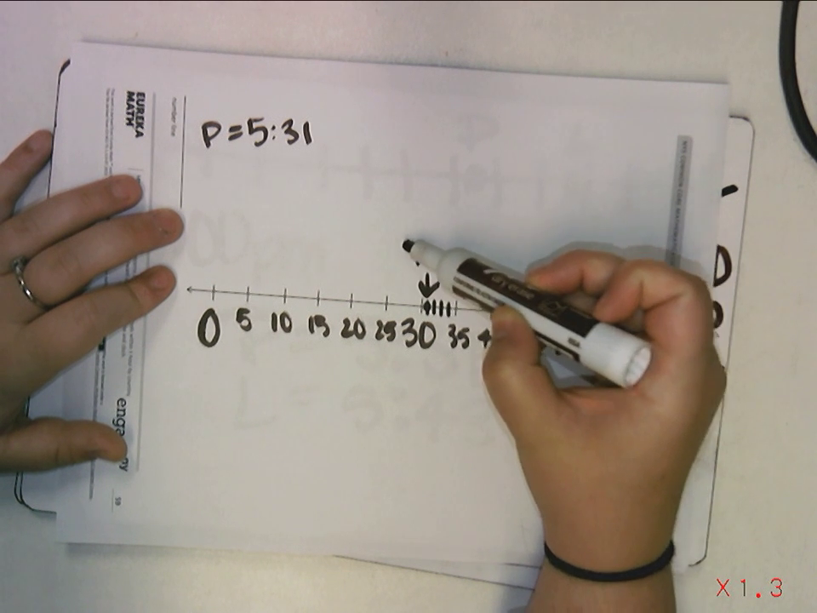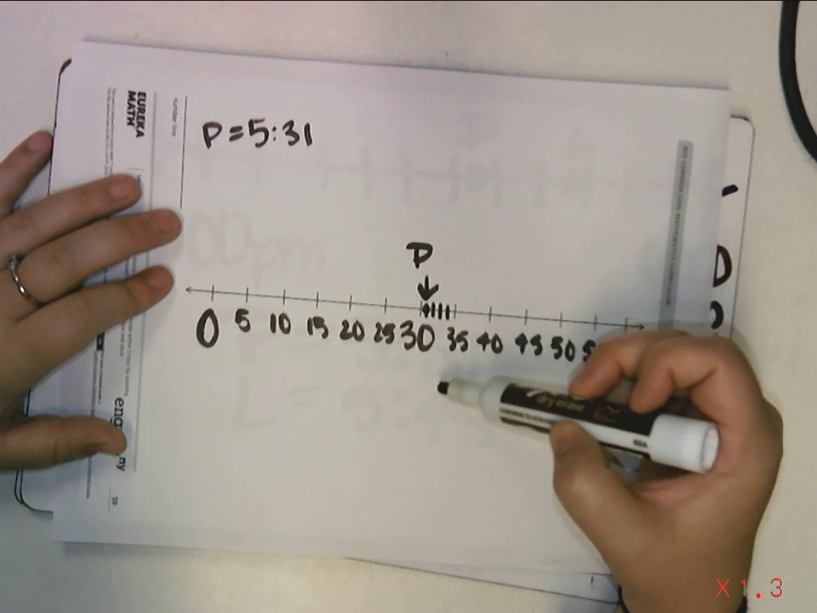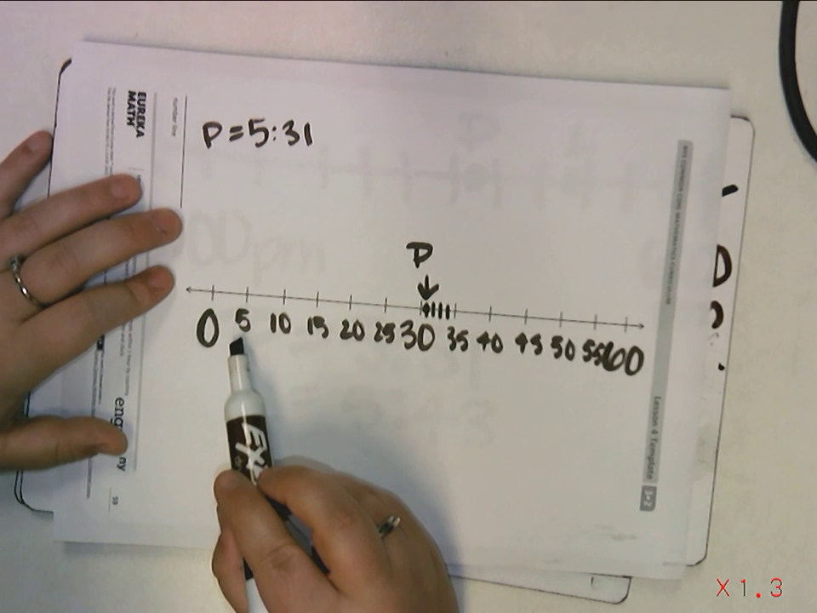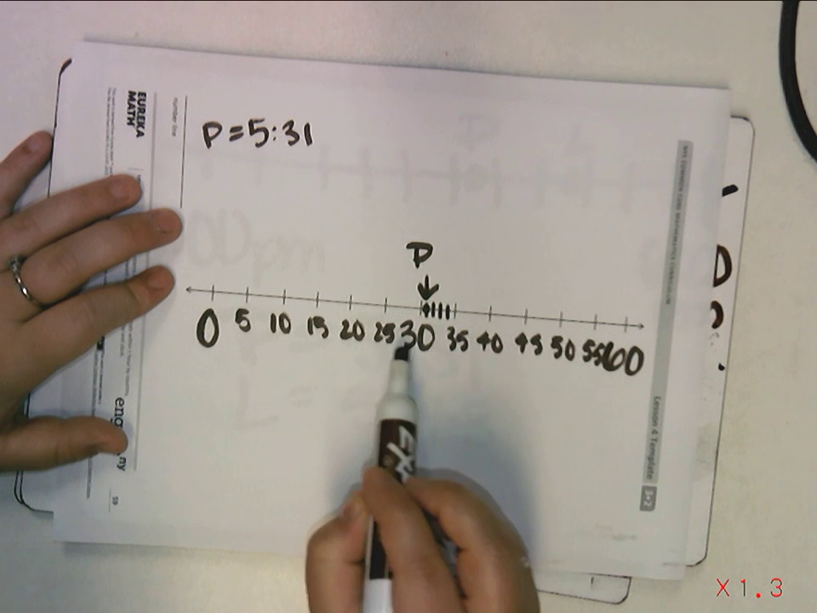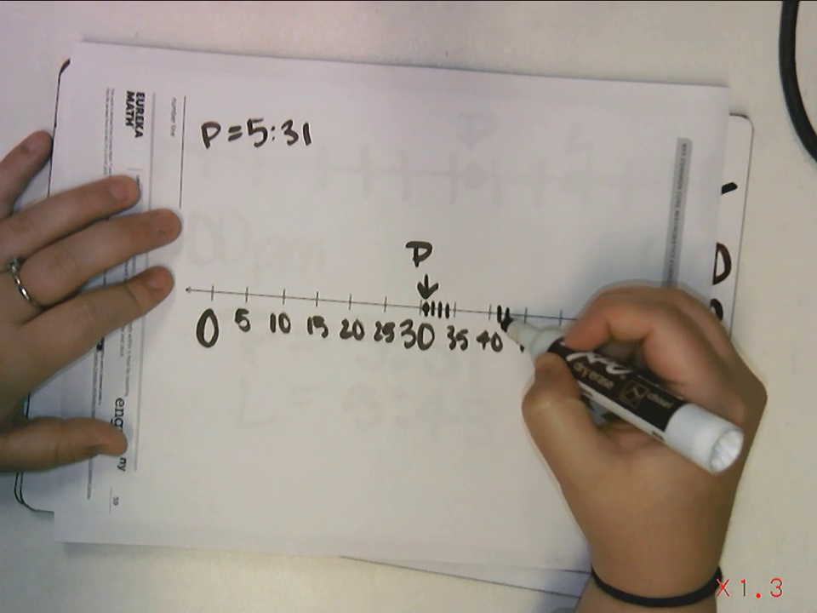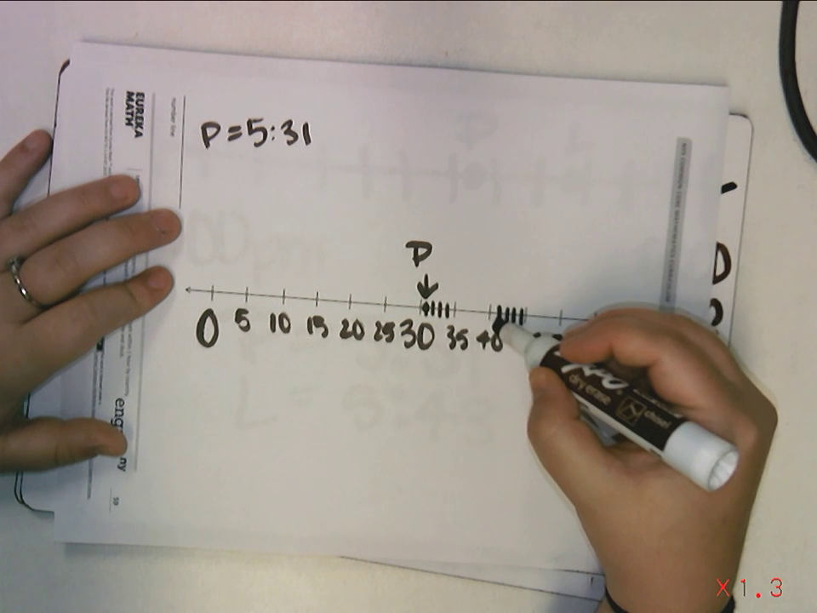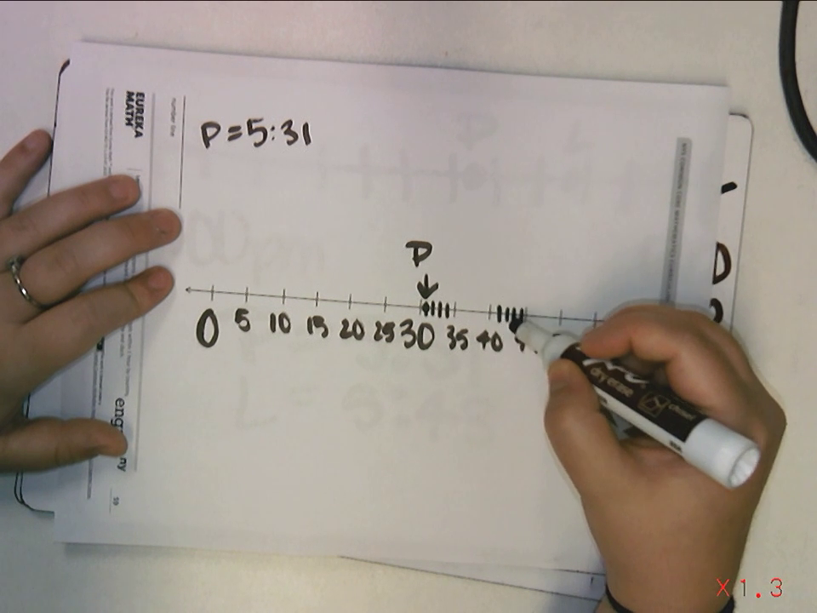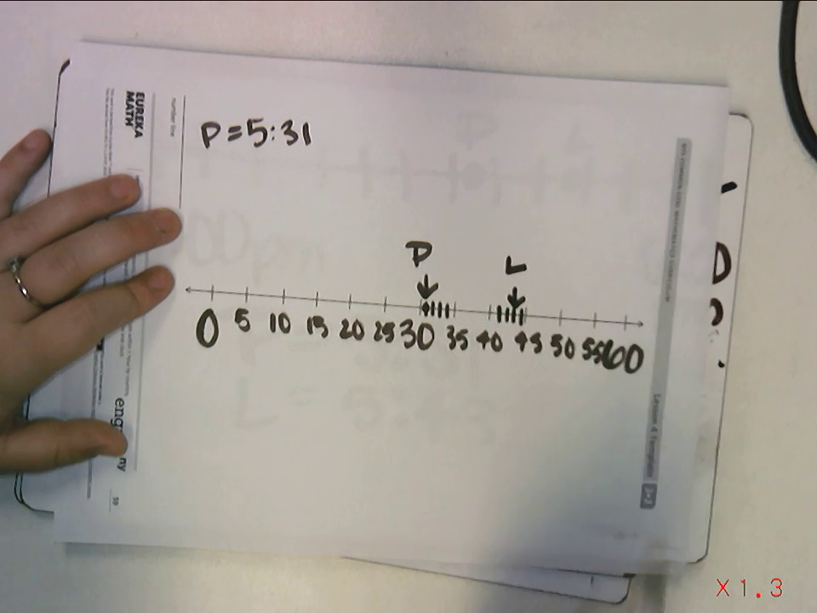Okay, so that's Patrick. All right, now let's find Lily. Lily's 43, so I'm going to skip count by fives. 5, 10, 15, 20, 25, 30, 35, 40. Draw my 4 lines. And I know that Lily's 43, so I'm going to count by ones. 1, 2, 3. Here's Lily.